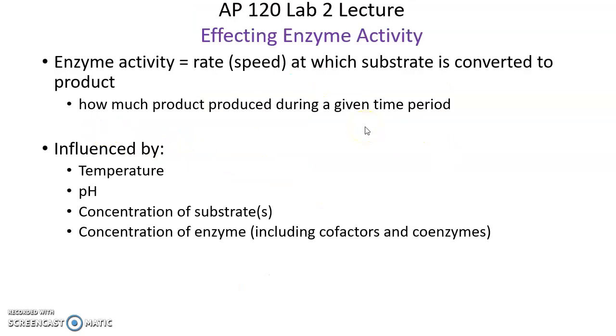All right, there are things that affect the speed of the enzyme. The enzyme's activity is affected by a lot of different things, such as temperature, pH, concentration of substrates, and concentration of the enzyme. So we're going to talk about that.